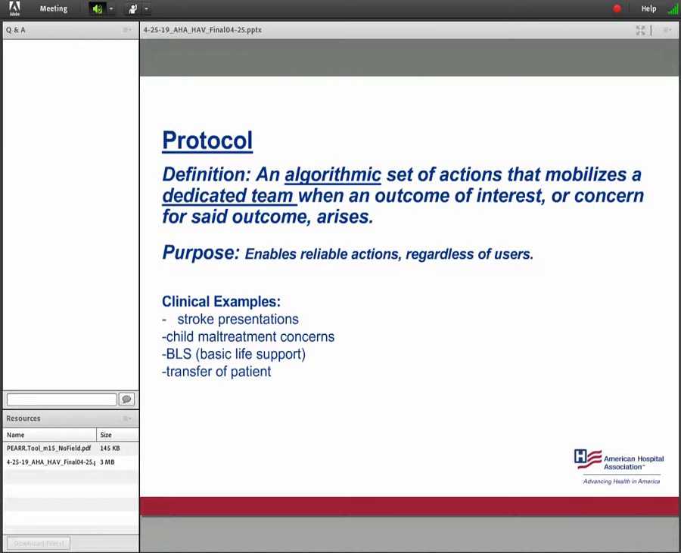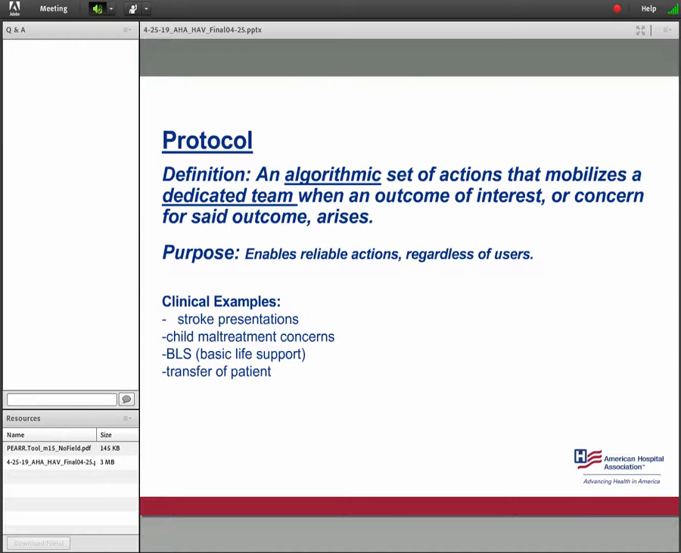Or for BLS, basic life support, no meds involved, it doesn't require anything more than someone who can push on someone else's chest. You check a pulse. Are they breathing? Are they responding to your questions? No? You begin pushing on their chest. That's an algorithm. The transfer of a patient is another one that, you know, we're not physically doing anything to the patient besides moving them from point A to point B, but how do you get that going?